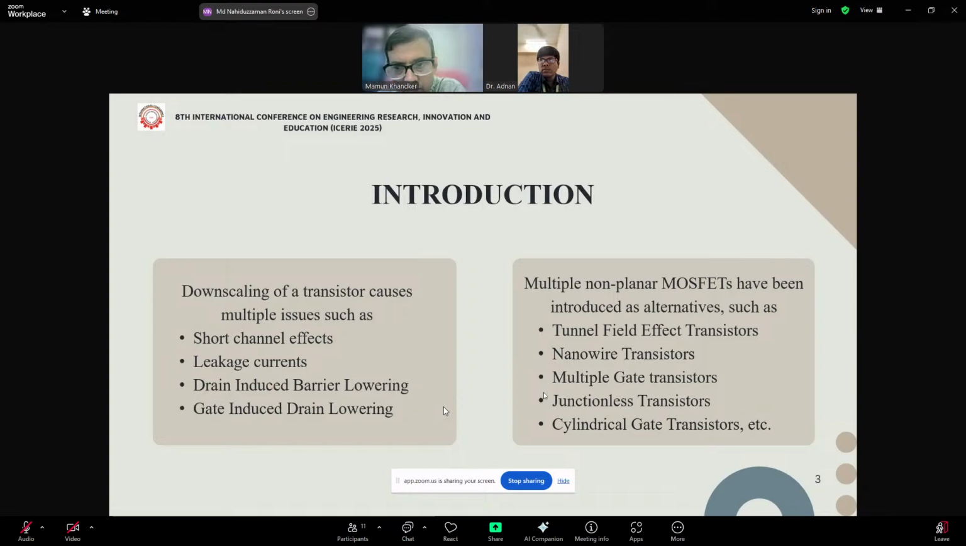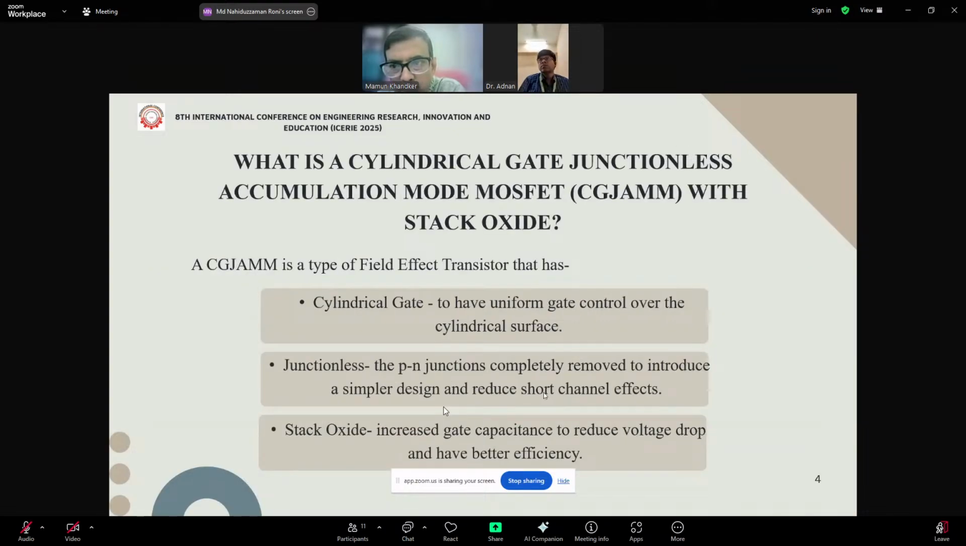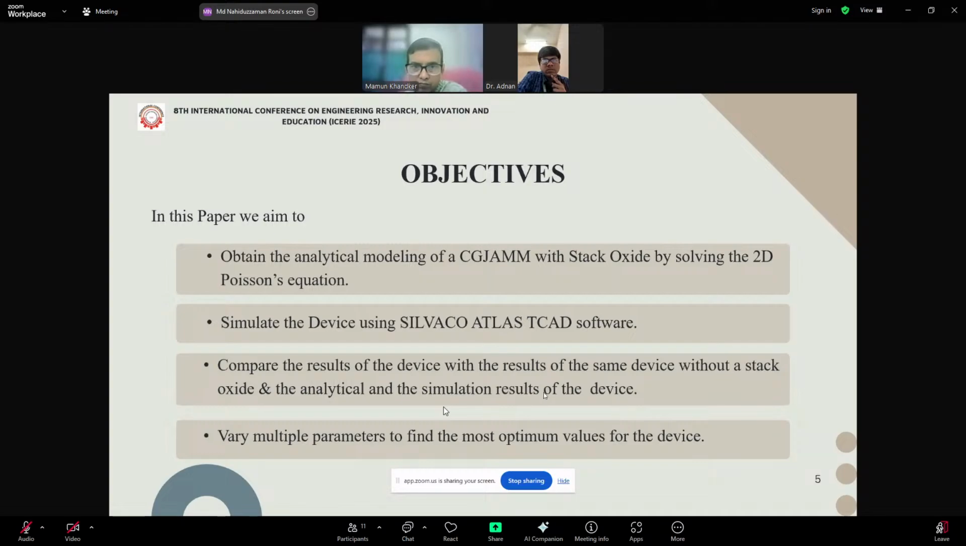were introduced. Our CGAM with stack oxide is a field effect transistor that has a cylindrical gate over a cylindrical surface. It is junctionless, so there is no PN junction, and stack oxide is used to reduce the voltage drop and for better efficiency.